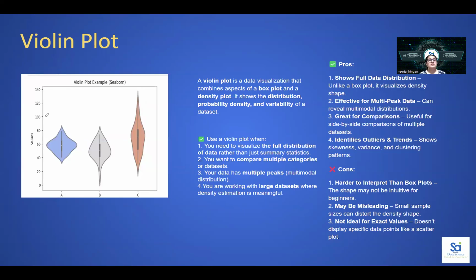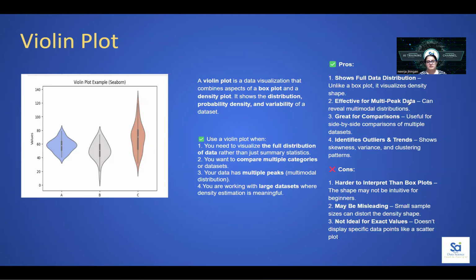Okay, if you have different categories and you want to show the distribution plus the density of the data. Density means where the distribution of data is less, where the distribution of the data is more, or average, because it is showing you different shapes like this. Okay, so it is very good if you want to show the full data distribution, not like a box plot, because a box plot does not show the shape. It will only draw the square box.